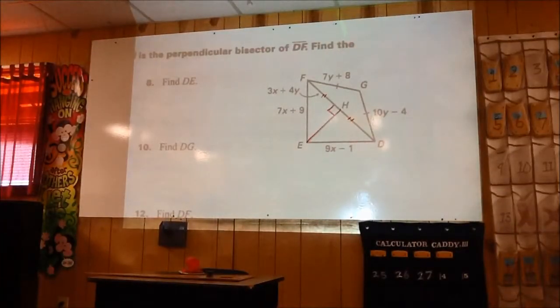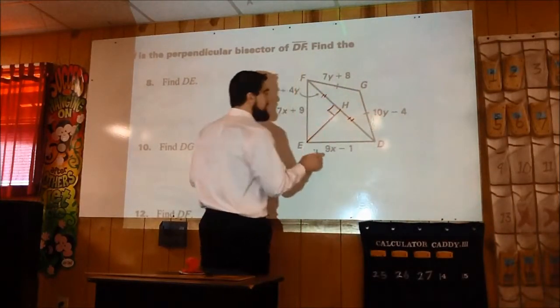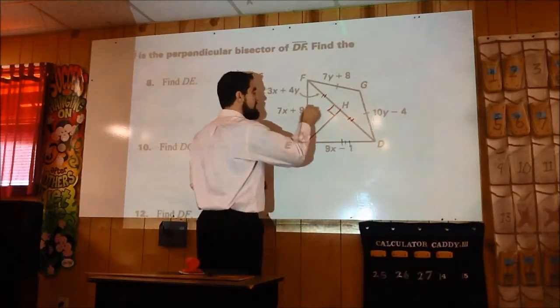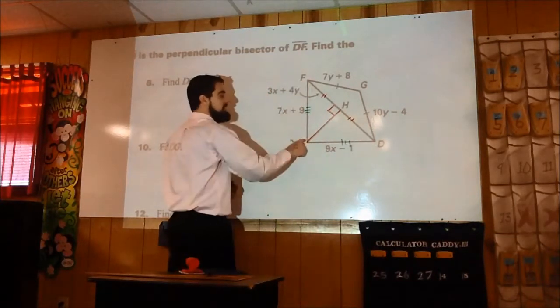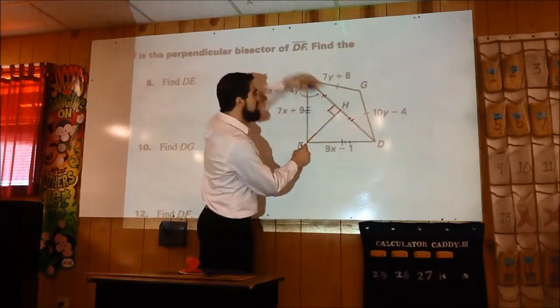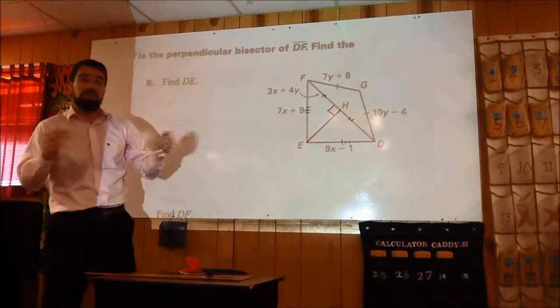What's the implication of some point being on the perpendicular bisector? It's equidistant from the two endpoints of the segment that's being bisected. So that means that this segment is the same as that segment, because this point is the same distance away from the two endpoints that are being bisected. From there you can solve this problem.